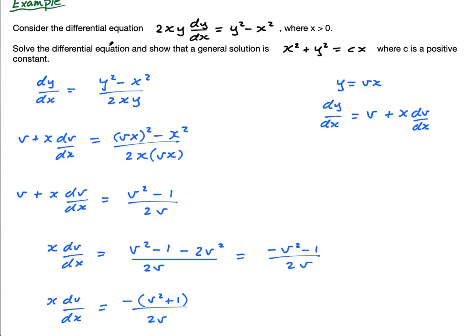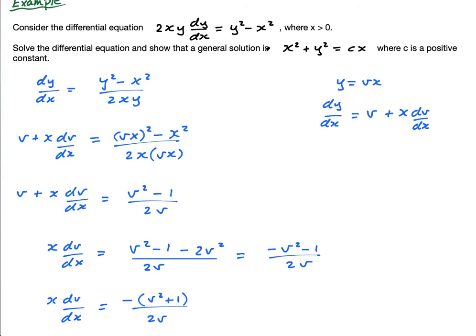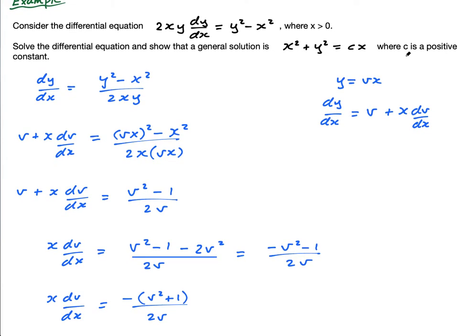Now, he says, show that the solution is x squared plus y squared equals cx, where c is a positive constant. Also note that x is bigger than 0.